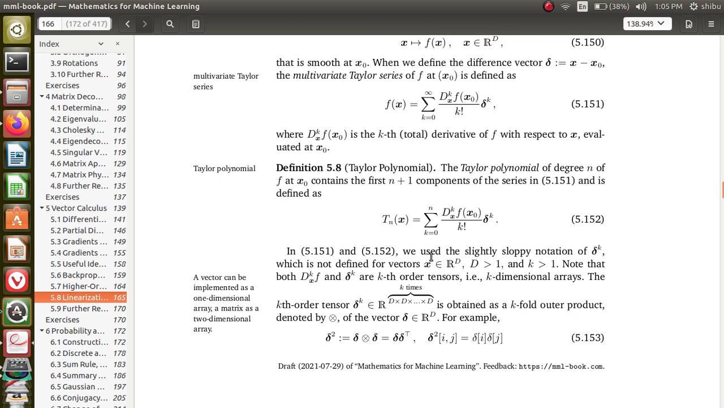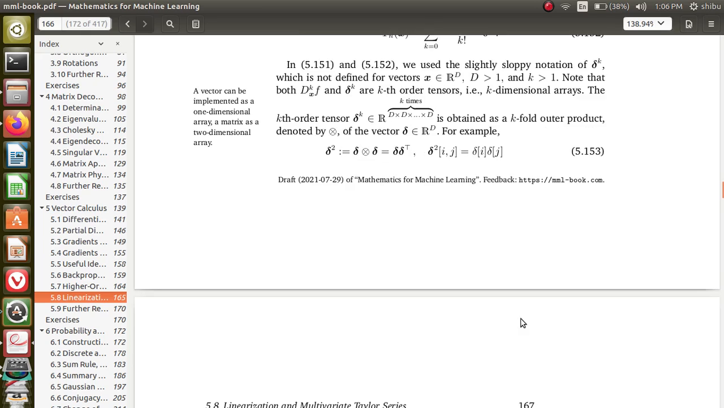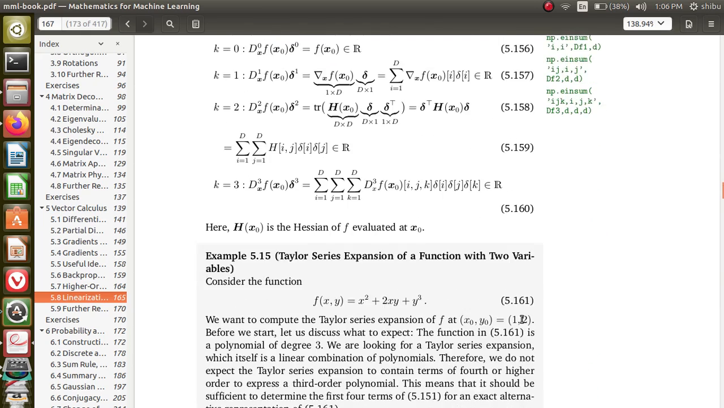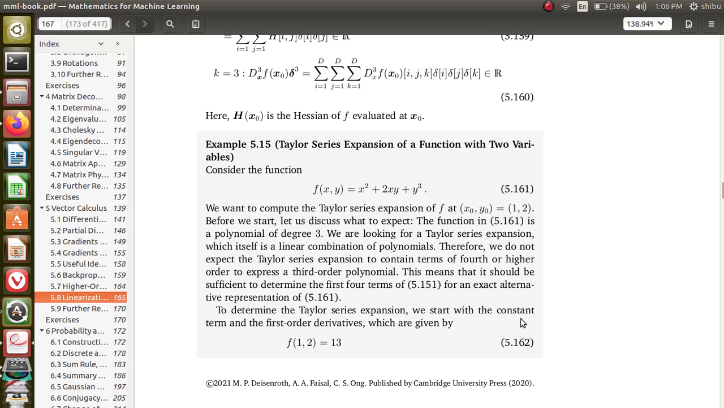That means T_n of x is equal to the sum from k equals 0 to n of D_x^k f of x0 by k factorial into delta raised to k. We used a slightly sloppy notation of delta raised to k, which is not defined for vectors x element of R raised to d, where d greater than 1 and k greater than 1. And I will show you how this is done using an example.